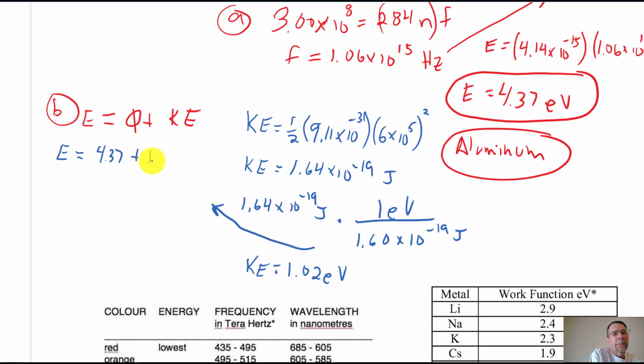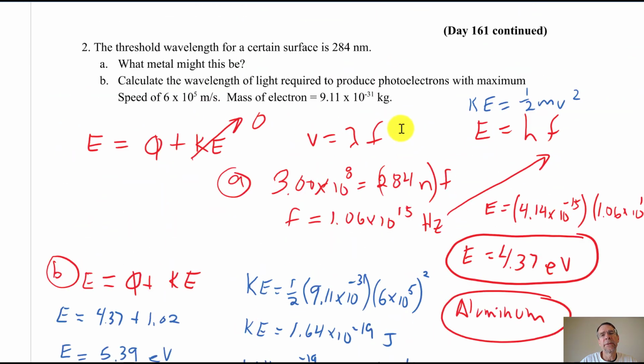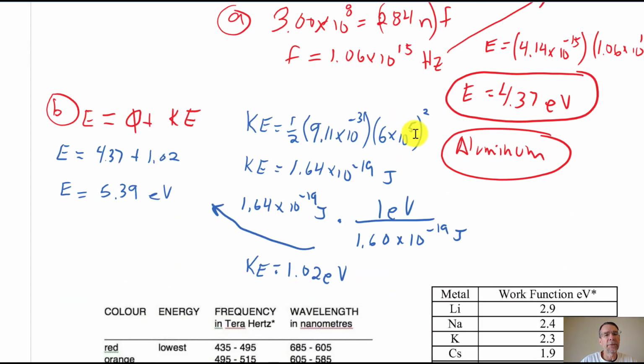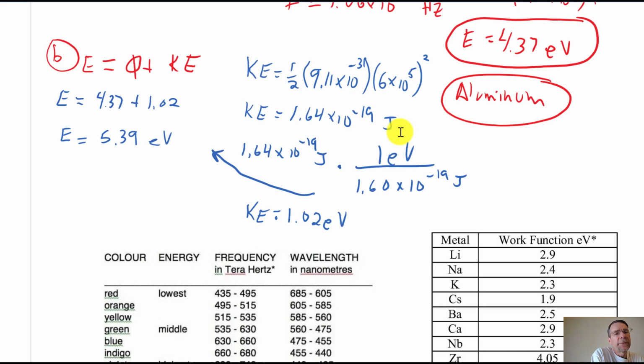So that's 1.02. So the energy of the photons I now have, they're beyond the threshold. The threshold in part A was 4.37 electron volts for those photons. Now I have 5.39 electron volts for these particular photons. These were all in electron volts. So I have to figure out the wavelength or frequency. I can do either. I need the wavelength, but usually I calculate frequency first.